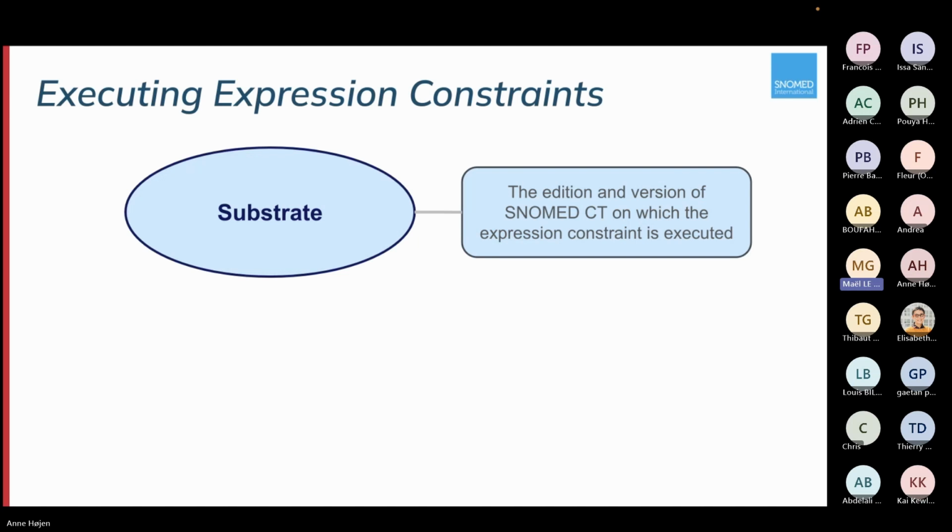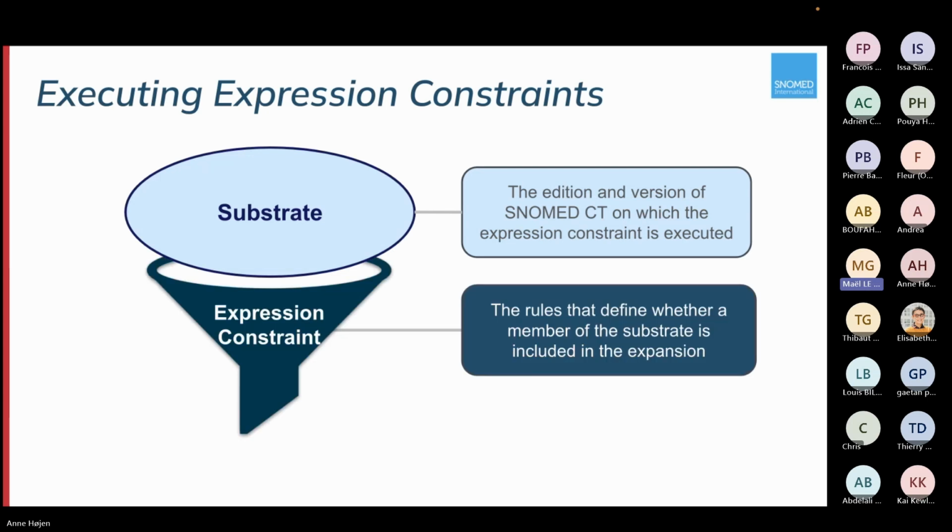When we do execute expression constraints, we have a substrate. You have just heard about the various editions and versions of SNOMED CT, and SNOMED CT can evolve. So it doesn't matter if you're using the international edition from January 2024, or if you're executing it against the January 2012 edition, because concepts may have been inactivated and been added. So the substrate is quite important. And you need to be aware of what substrate you're using when executing an expression constraint.